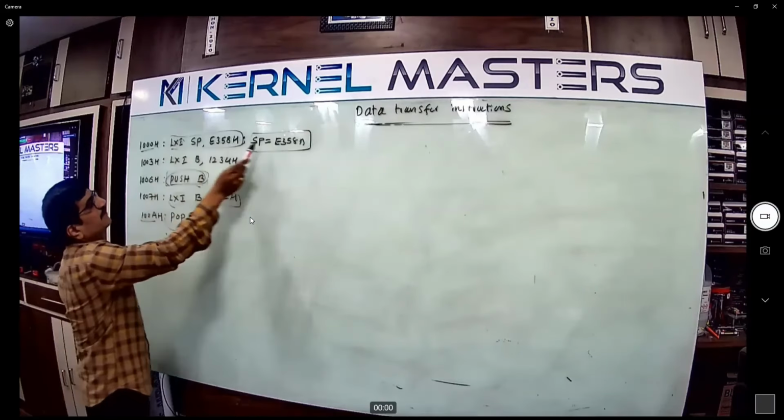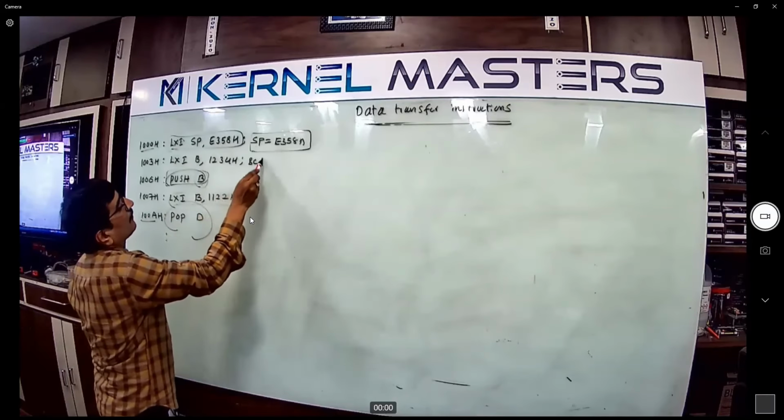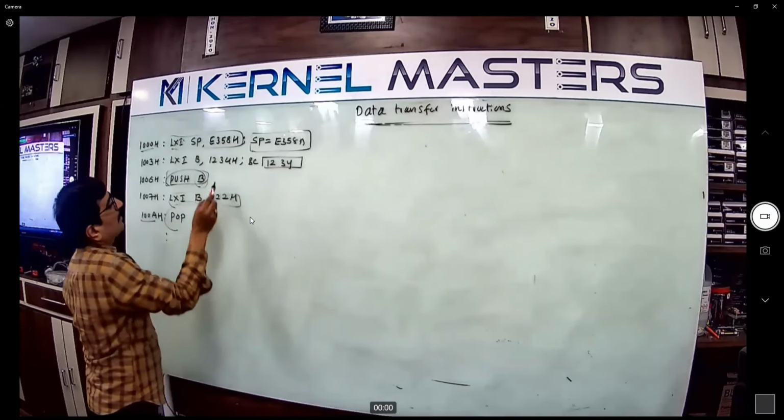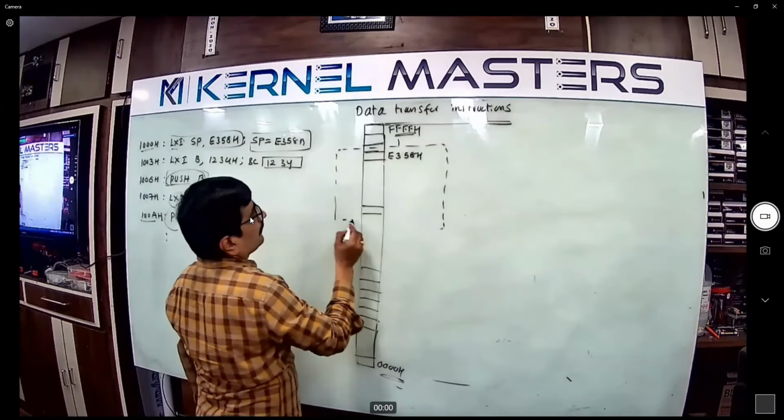First is the execution, with the stack pointer value E358. What is the BC value? Tell me, everyone: 1, 2, 3, 4. Now, what does a PUSH instruction do? It works on the stack.